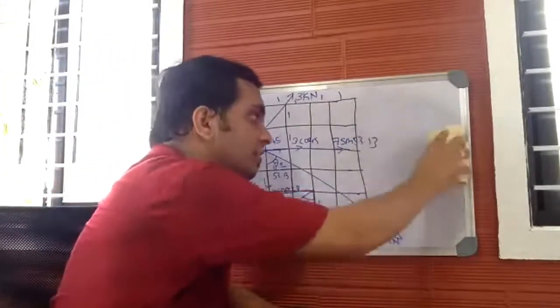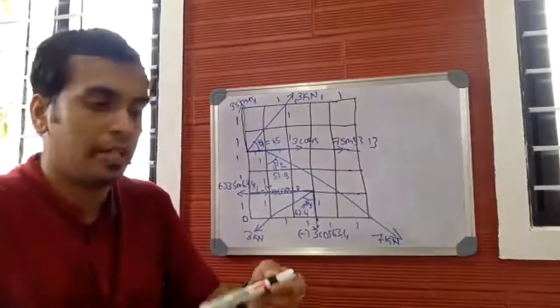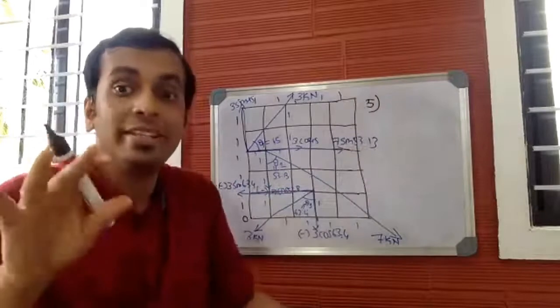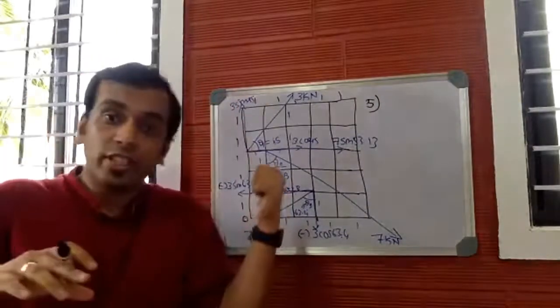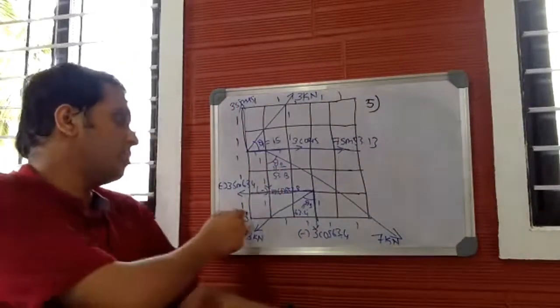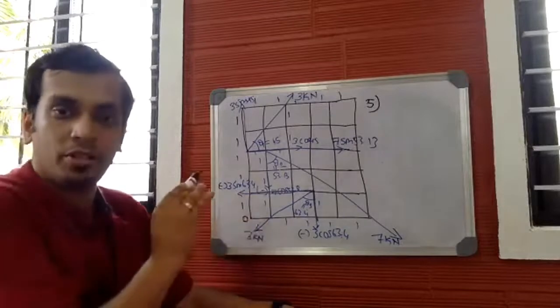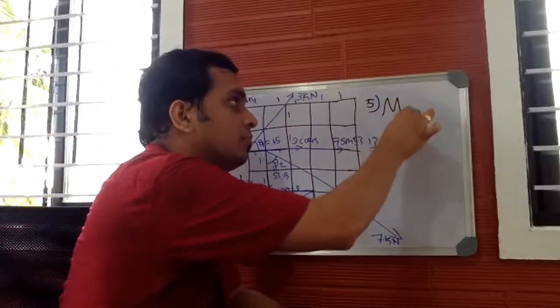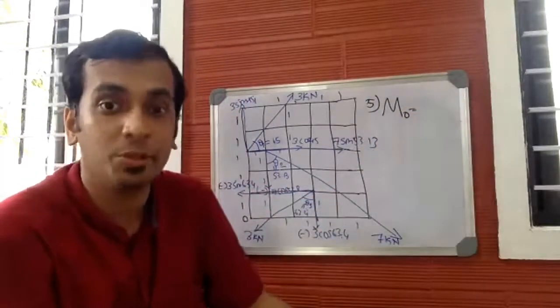Once you find the value of the resultant, step number 5. Let me help you with step number 5. Step number 5 is to find the moment about the reference point, the moment produced by all of these forces about the reference point. The reference point is O here. This point is the reference point. So we need a moment about the reference point O.